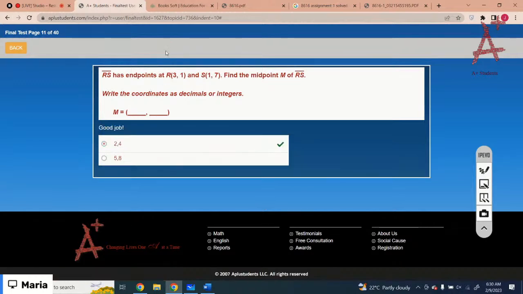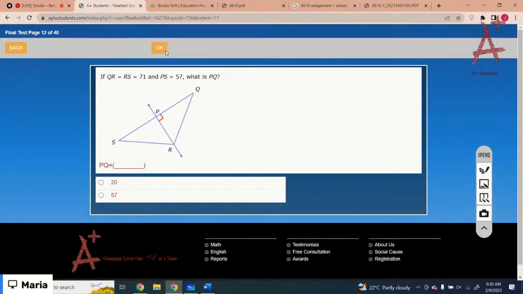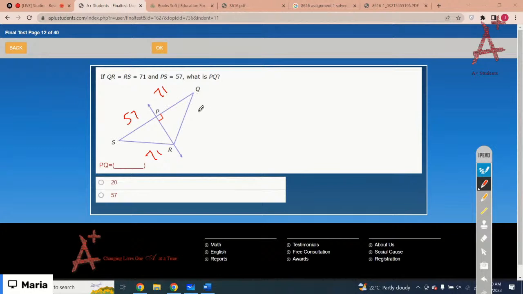So the correct option is 2 and 4. Okay, if QS and RS, QS is 71 and RS is 71. And PS is 57, but what is PQ? So you have to calculate the distance. PQ, QR is 71, so this is not the 71.